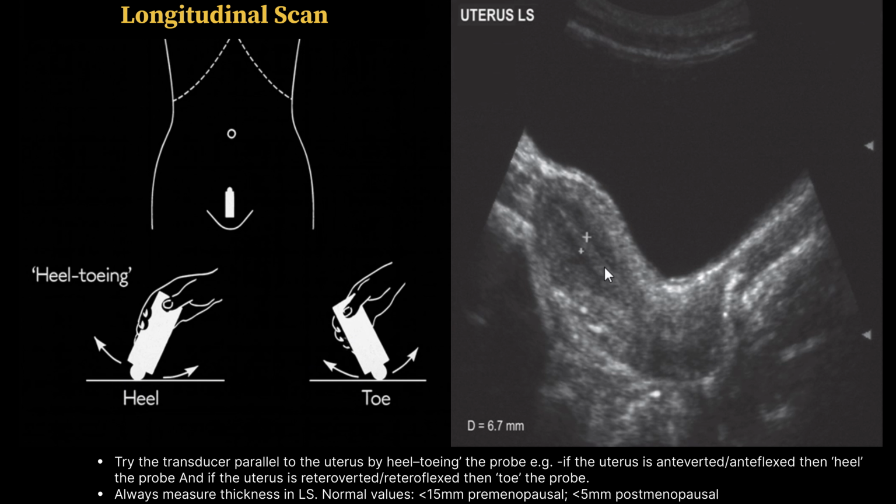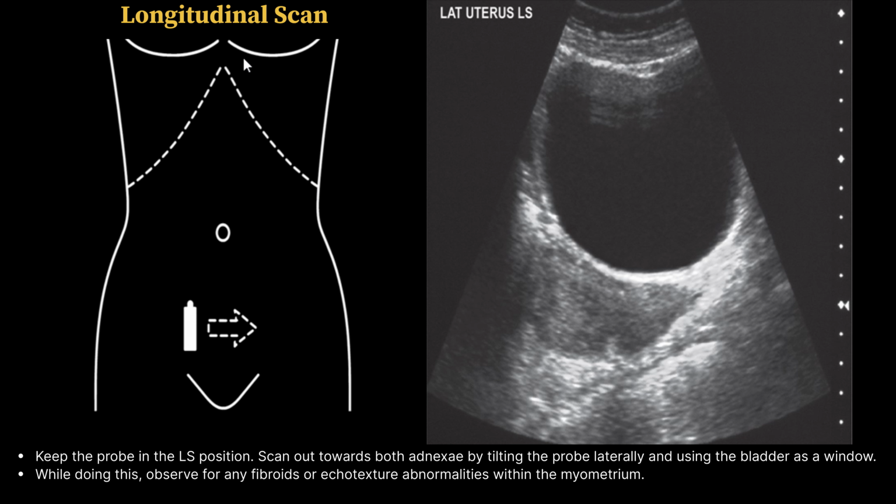Here we can see the endometrium of the uterus, which is surrounded by the myometrium, and always measure the thickness of the endometrium in the longitudinal scanning and do not include any cavity fluid in the measurement. The normal values for the endometrium is less than 15 mm in the perimenopausal and less than 5 mm in the postmenopausal woman.